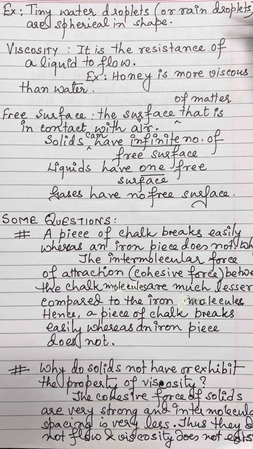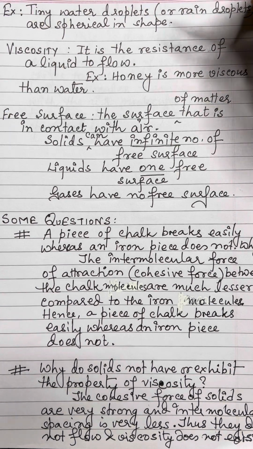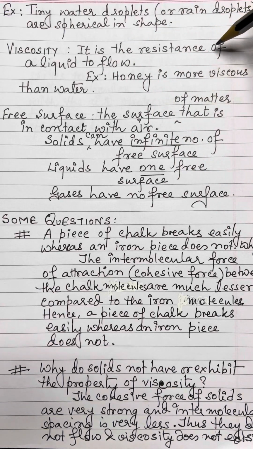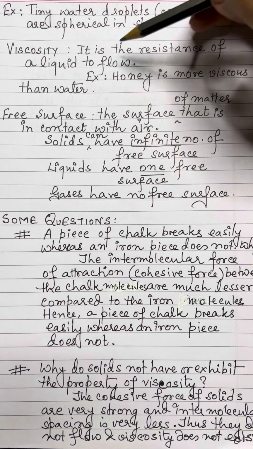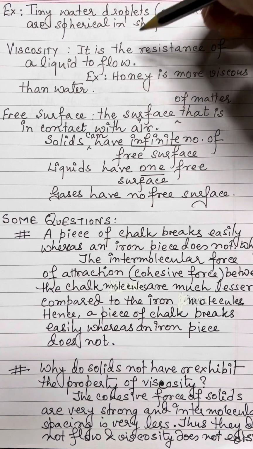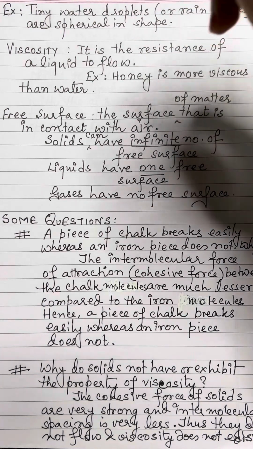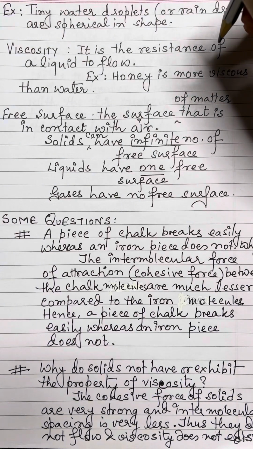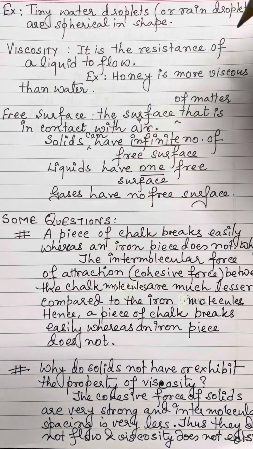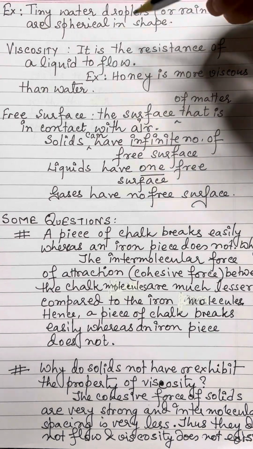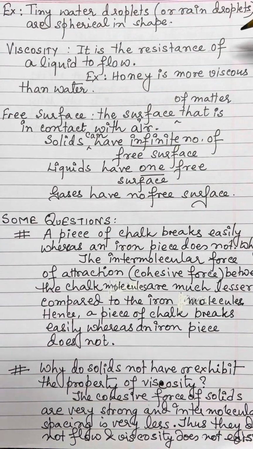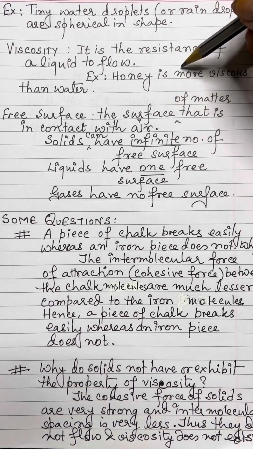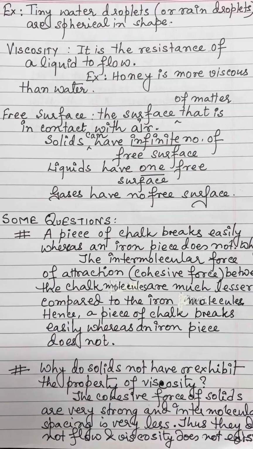Next, another very important term we come across while studying matter is viscosity. It is the resistance of a liquid to flow. It is due to friction. Suppose you take honey and you take water. You stir both of them and just leave them like that. You will see that honey will come to rest faster than water. This shows that honey is more viscous than water.